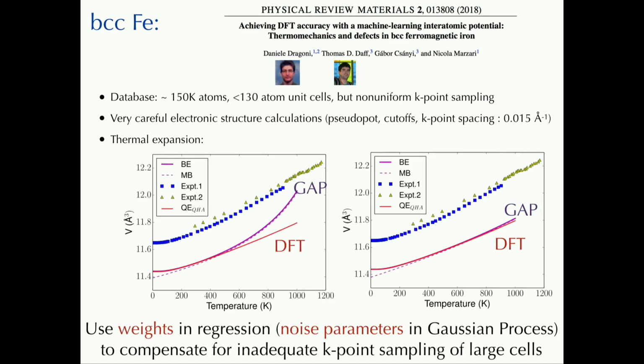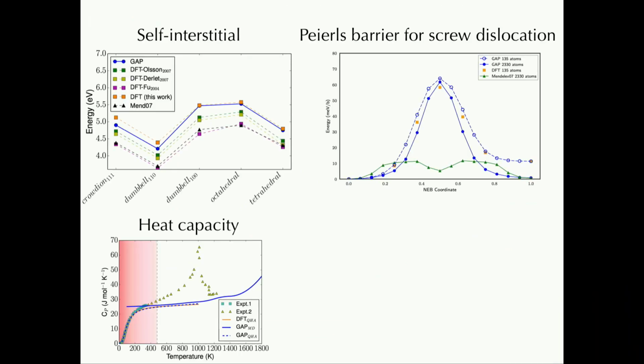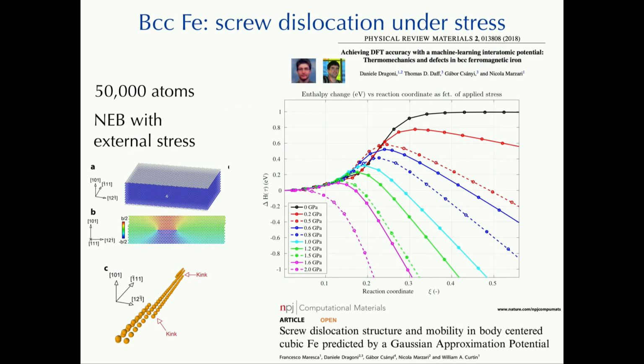Let me show you what sort of things we can do. So clicking through some benchmarks, screw dislocations under stress for iron. So we fitted an iron model using data from a graduate student in Nicola Marzari's group, Daniel Dragoni, and then we made a 50,000 atom model. This was done by Francesco Moresca and Will Curtin's group, and here's the stress-dependent Peierls barrier for moving this dislocation in this very large system. So we claim it's DFT accurate. You cannot do this any other way.